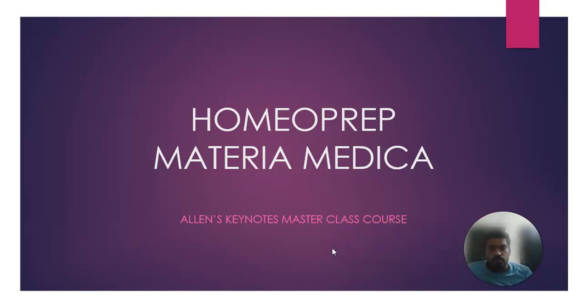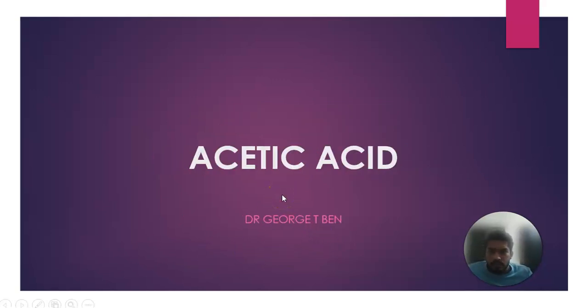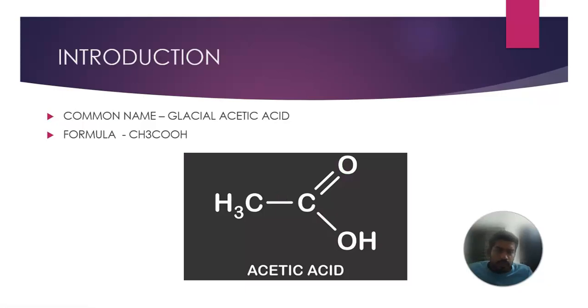Hello dear friends, so this being the second class, after Abrotanum we have to go with acetic acid. Chemically it is CH3COOH. So we have methane CH4, where one hydrogen atom is replaced by a carboxylic acid group, that is your COOH group. The common name is glacial acetic acid, with the formula CH3COOH.